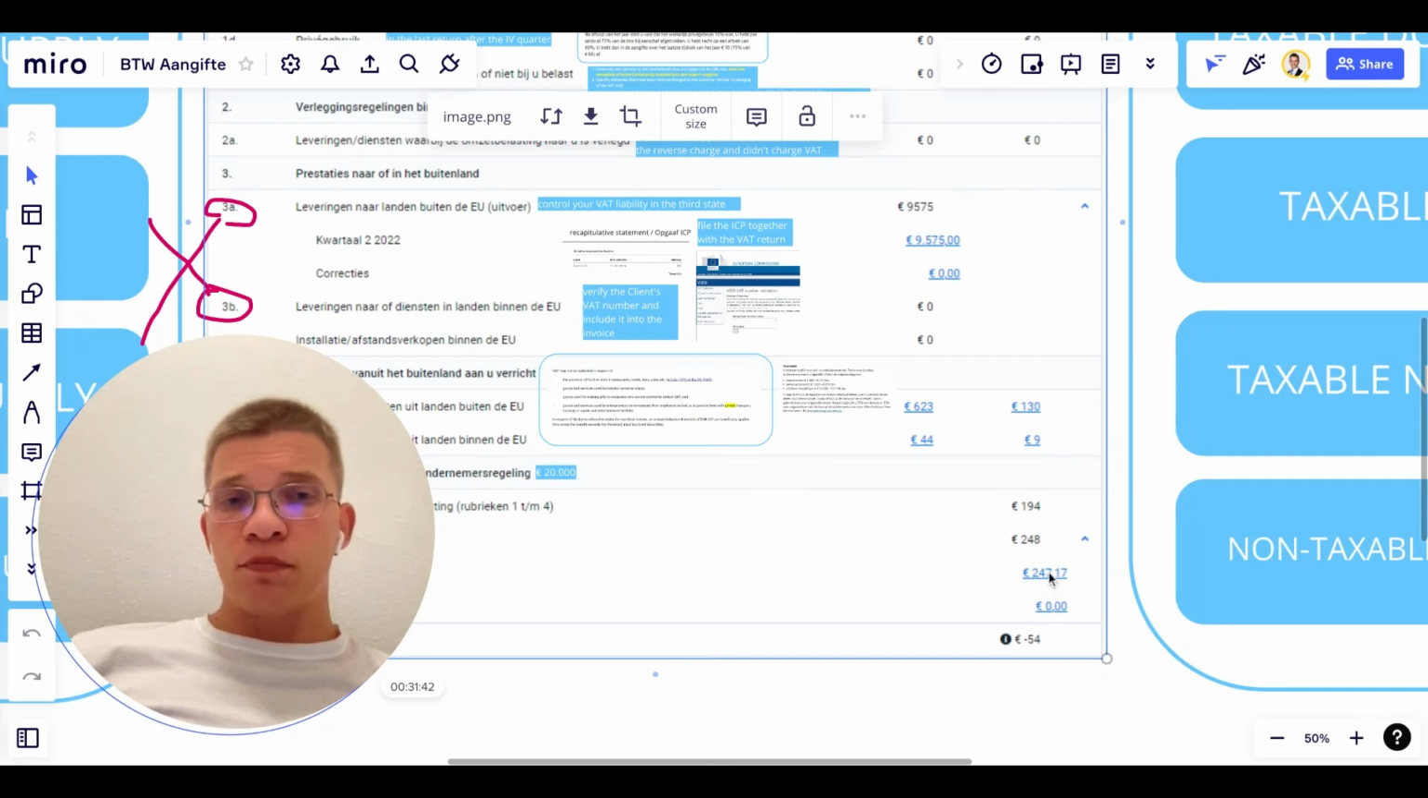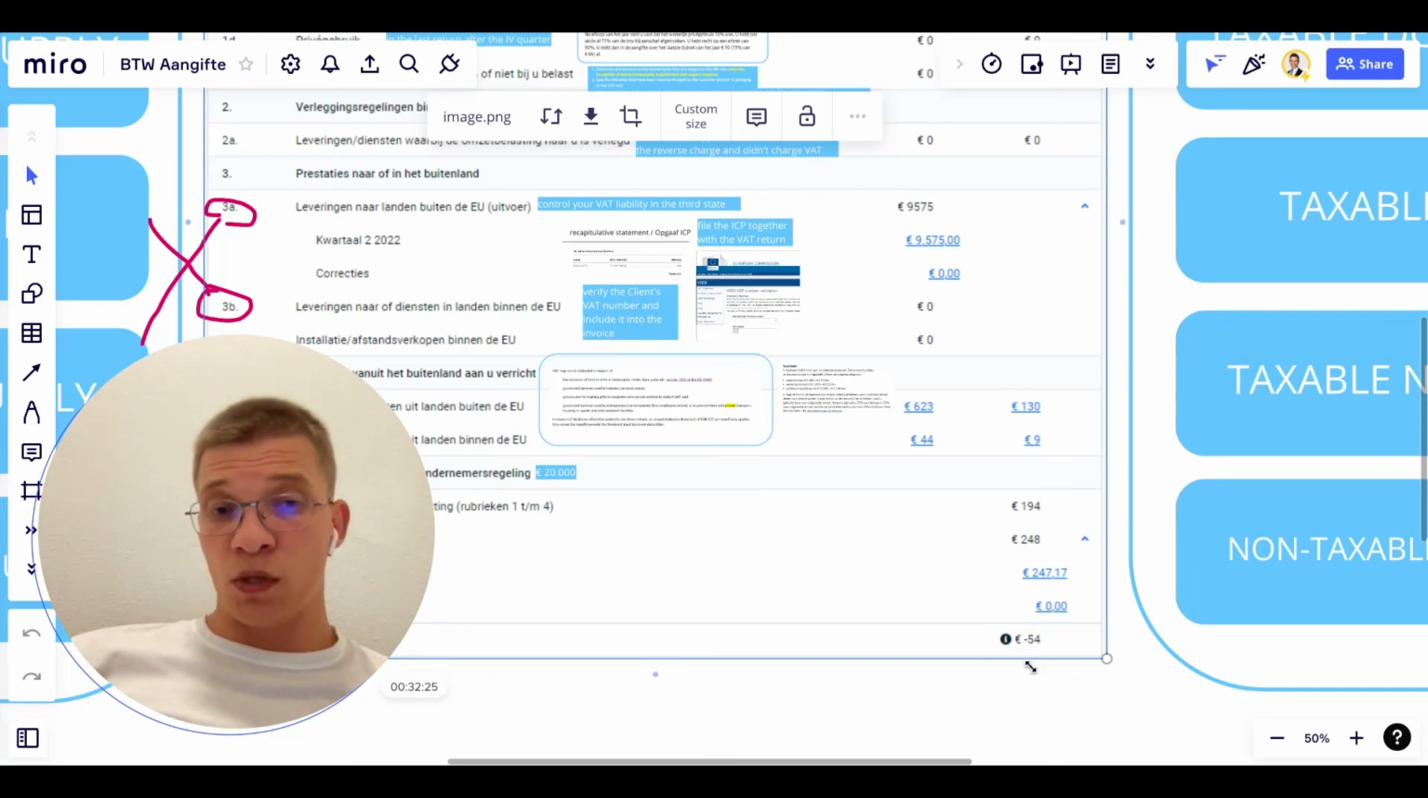This number already contains the supplies which were reflected at this stage, and the end result we have by this number together with the VAT which I charged on my domestic supplies, so 194, being subtracted from all of the VAT which was charged to me or reverse charged to me by my suppliers, and I have negative result, meaning that I will receive a refund of 54 euros.